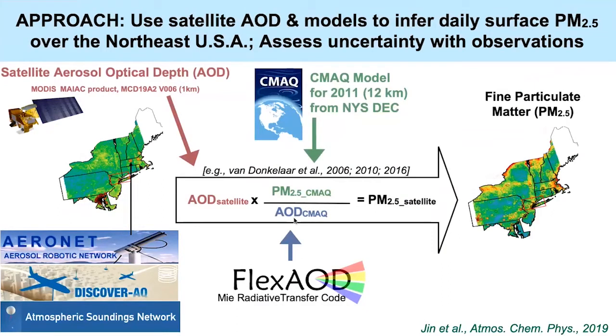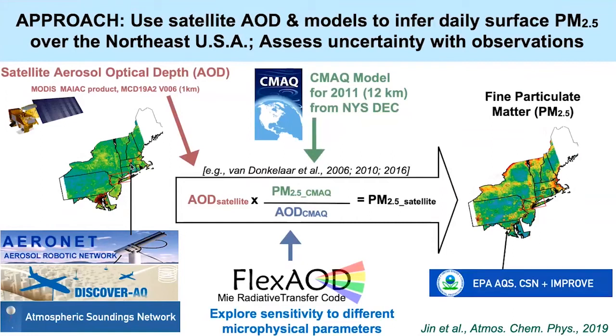And so what we want to do next is to evaluate the different products. For column aerosol optical depth, we turn to the AERONET sun photometers, among other data sets. Those are shown here in the circles. And with the radiative transfer model, we can explore sensitivity to different microphysical parameters. And at the surface, we have ground-based monitors that can be used to evaluate the satellite-derived products.